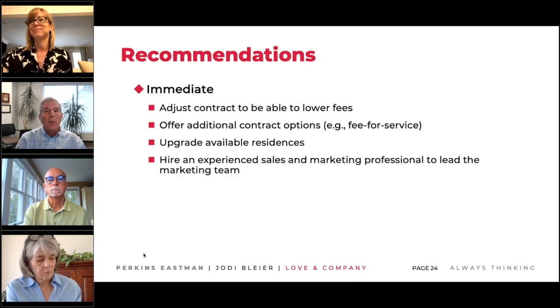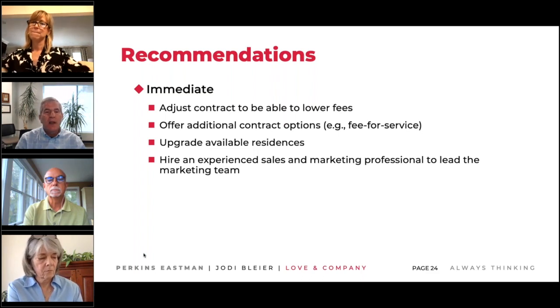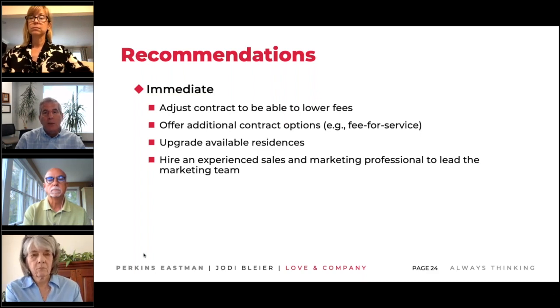Great, thanks. So what did we do? What did the community do? What did we recommend? First, at 83%, you have to take some immediate action to address census. So we worked to make adjustments to the contracts to be able to bring prices down. We started looking at offering an additional contract option. They only offered life care. Let's do a fee-for-service option to be able to offer a lower price point. And really upgrading available residences was important.